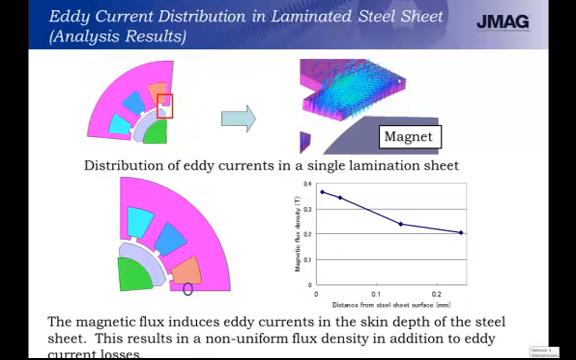So, we can see that the eddy currents are flowing, and then if we look at the magnetic flux density as a function of the distance from the steel sheet surface, we see that we have a non-uniform magnetic flux density due to the eddy currents forcing the flux to the outside of the steel sheet.